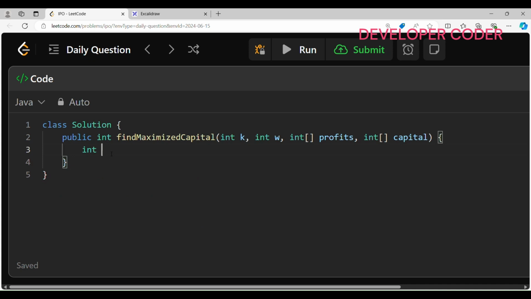First let's calculate the length: profits dot length. Then after that I have to create one array list, because I have to store both profits and capital there. So here let's create that list of int array of projects. Let's name it projects, new array list.